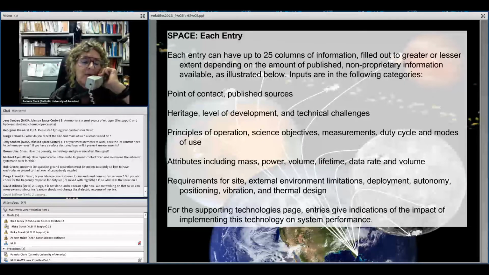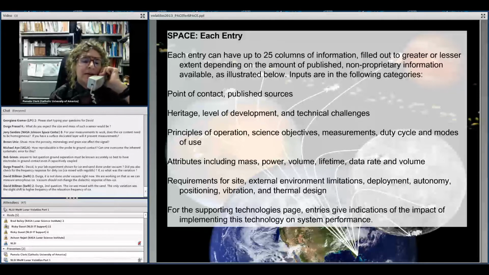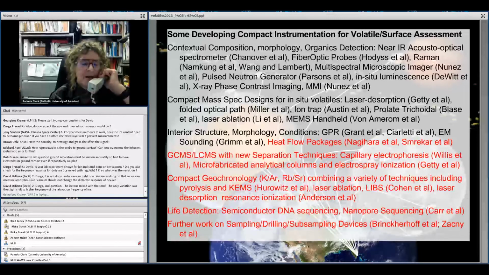And for each entry, which is essentially a line on each page, there's an extensive amount of information on point of contact, heritage, particular challenges in development, principles of operation, the kinds of measurements that can be provided, requirements for mass, power, and volume, as well as those are known, and any requirements for operation at the site or environmental restrictions. This is also done for supporting technologies as well.